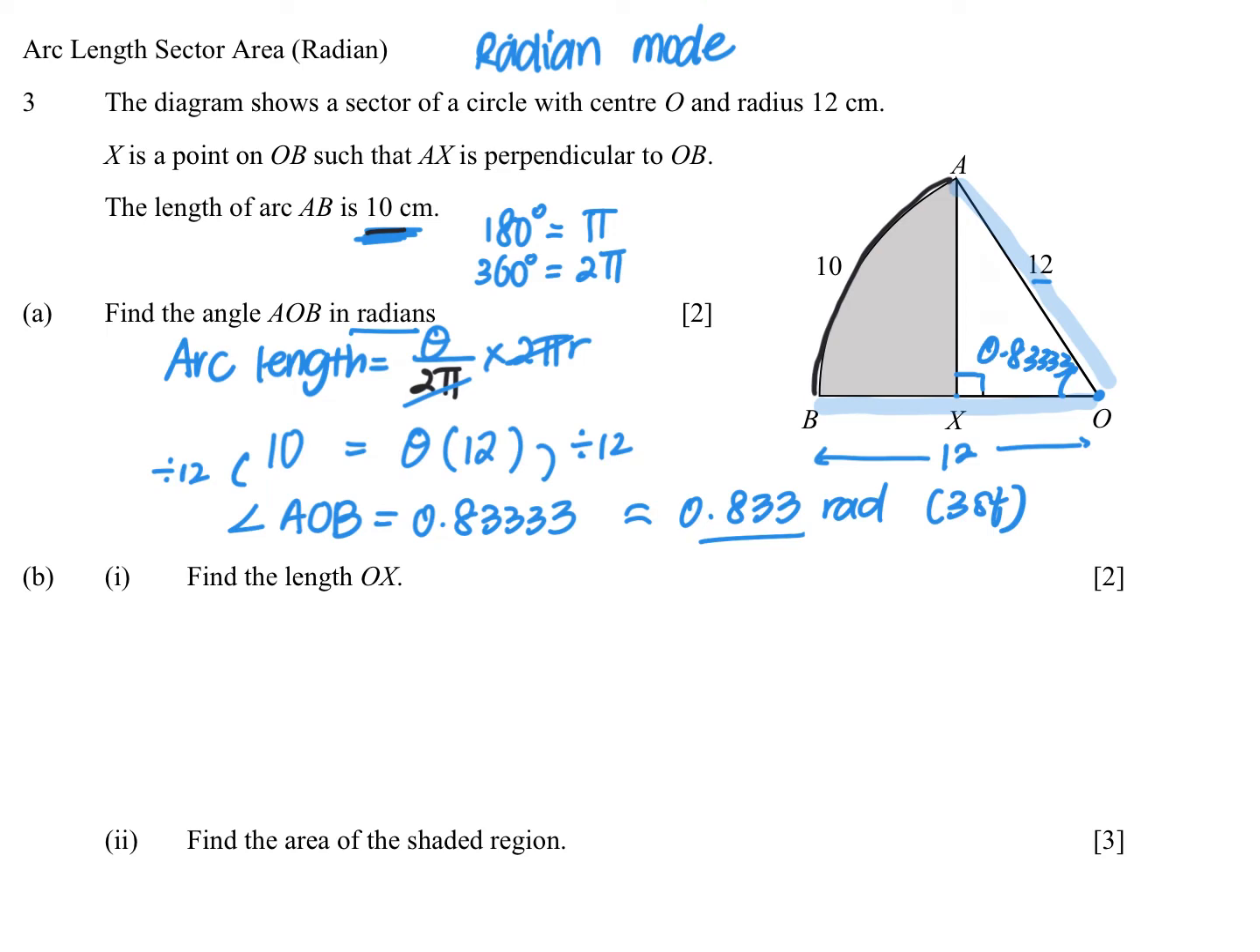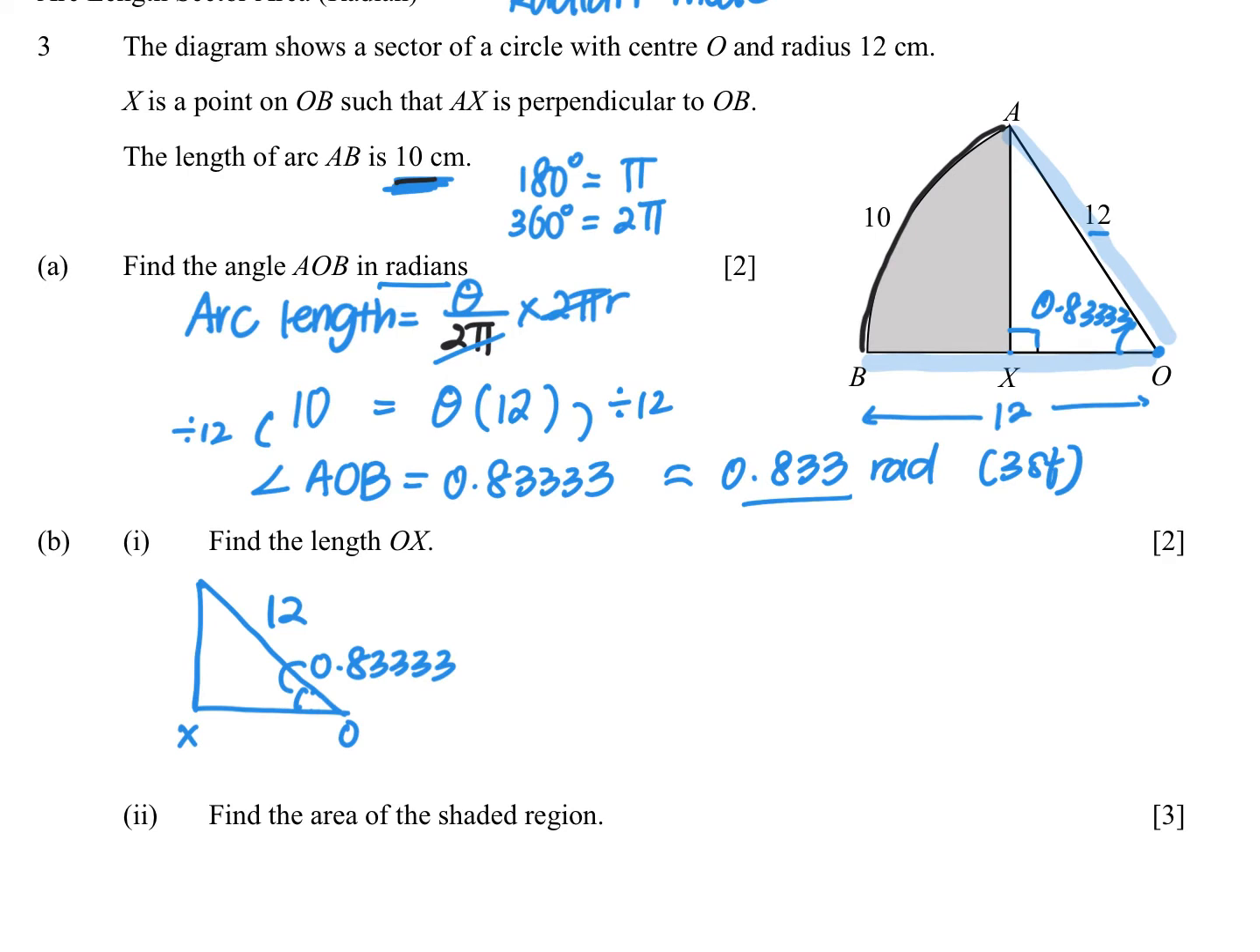0.83333. Now find the length of OX. So what do we have? We have a triangle over here. This is 12. This is my angle, 0.83333, and I need to find OX. Using SOH CAH TOA, this is my adjacent, this is my hypotenuse, and there's the 90 degrees. So using cosine: cosine of the angle 0.83333 equals adjacent, which is my OX, over the hypotenuse 12.